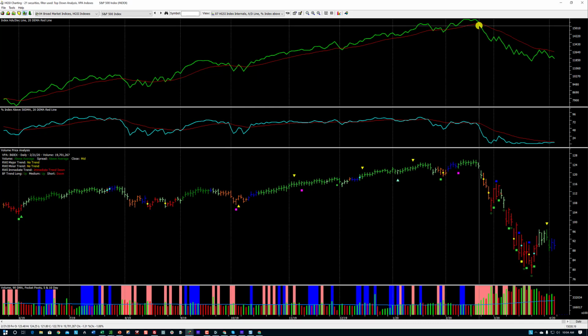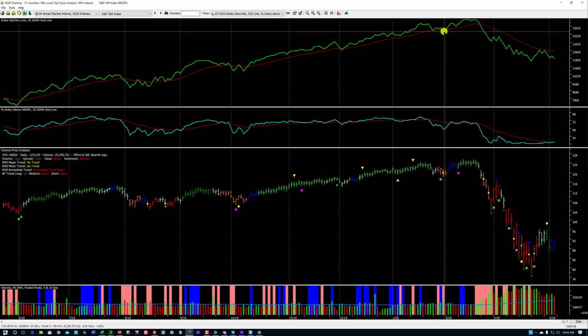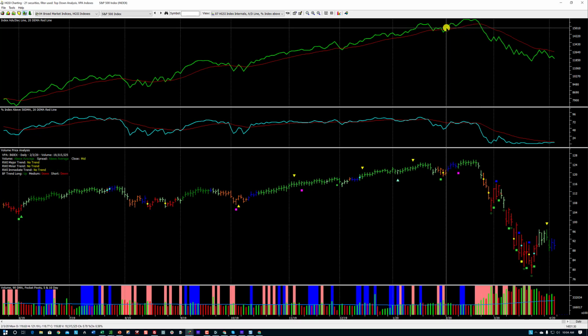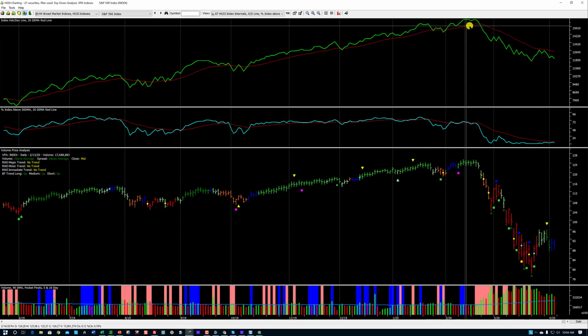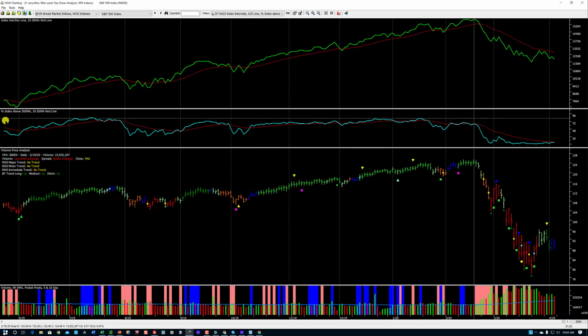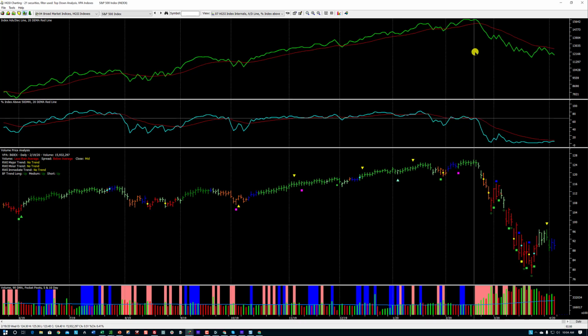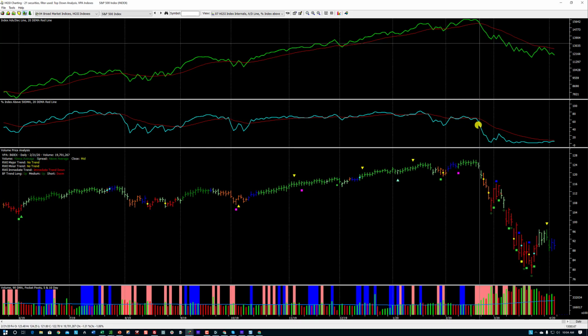When this breaks the red 21 or 20-day exponential moving average, and breaks it decisively like it did here, and at the same time the number of stocks, this is the percentage of stocks above the 50-day moving average, and once again the red line is a 20-day exponential moving average. When both of these are broken, that's a pretty good sign that the market's either struggling or it's going into correction mode.